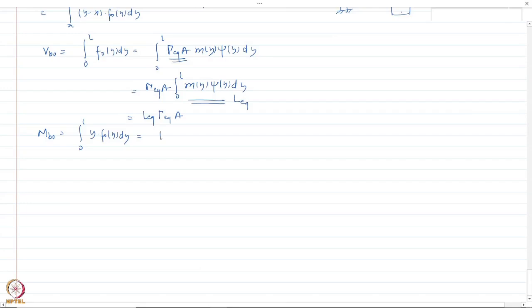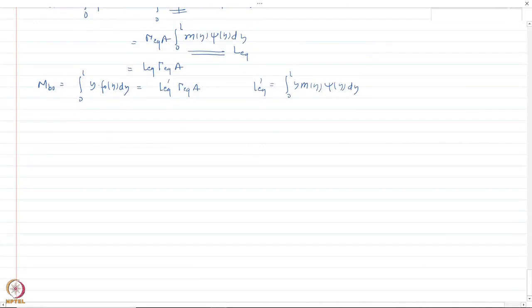some L equivalent dash A, where L equivalent dash is actually the integral from 0 to L of y times m(y) times I(y) times phi(y), or you can write in terms of x, it doesn't actually matter. So these expressions can be utilized to find out the base shear and base moment for any continuous system.